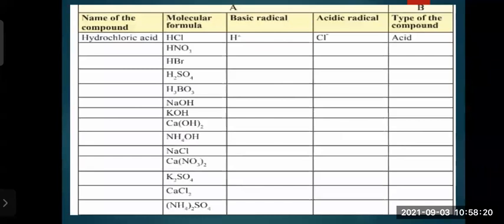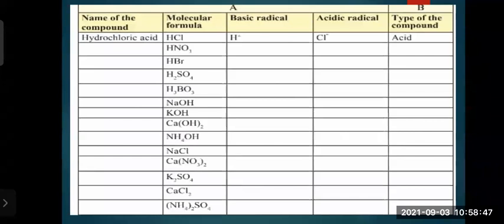Now the second one. I will tell you. If you're carrying your textbooks, you could write here HNO3. The name of the compound is nitric acid. The basic radical is H plus there, and NO3 is the acidic radical there. The type of the compound is again acid. So though I have shown you two, let us define them.